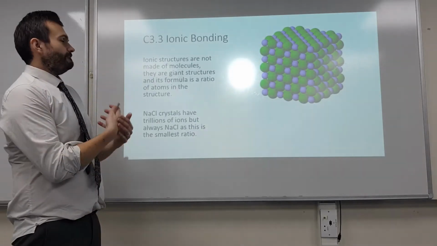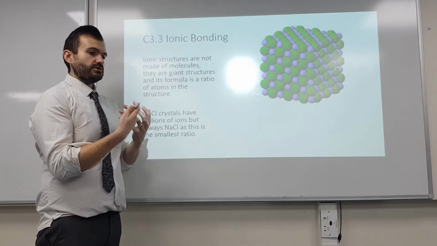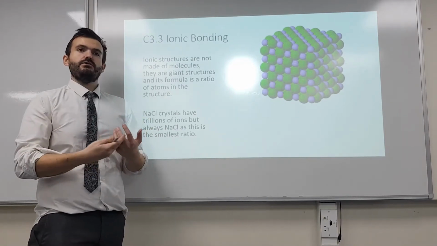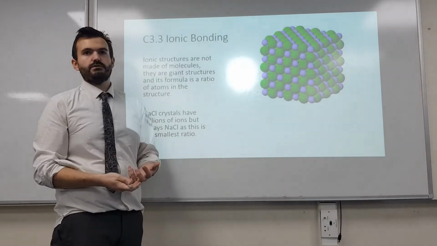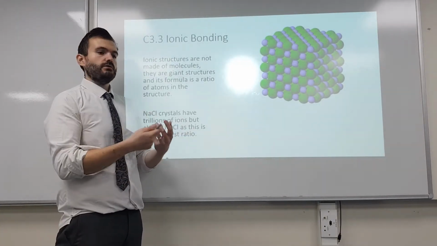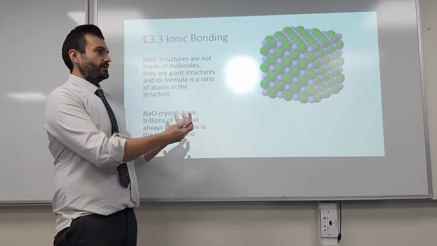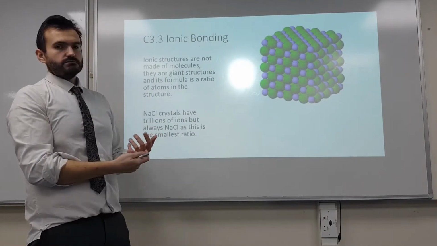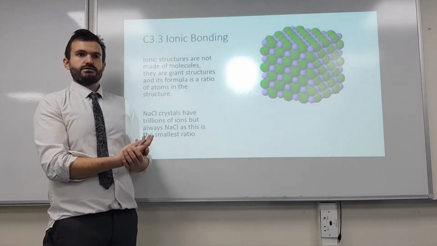So it's really important that we say that these are giant ionic structures. They are not molecules. You do not get a molecule of sodium chloride. You do not get a molecule of magnesium oxide. A molecule implies a small, discrete unit. When we say NaCl or MgO, they are ratios of the ions to each other.